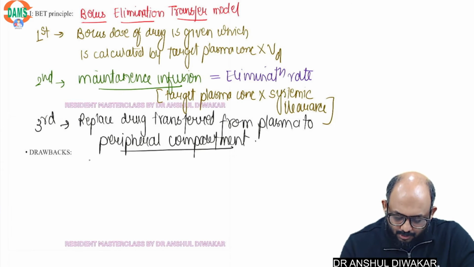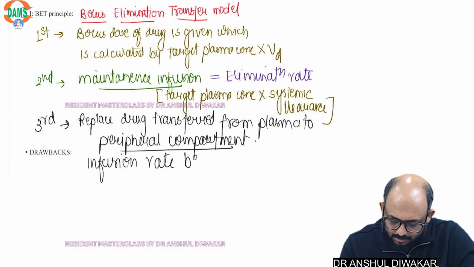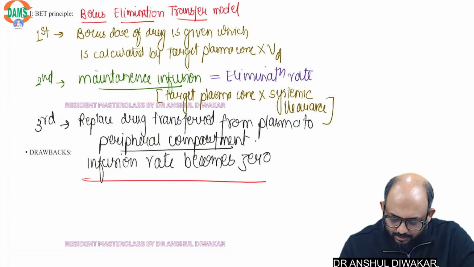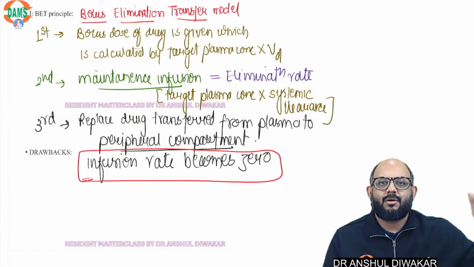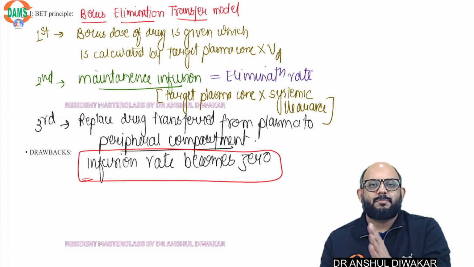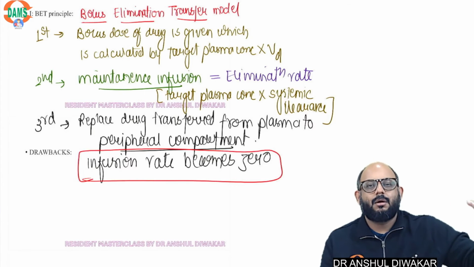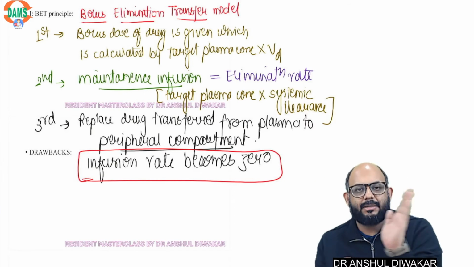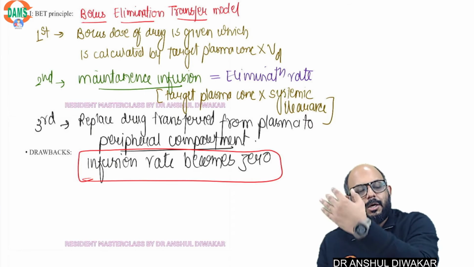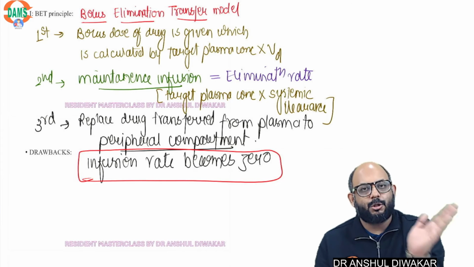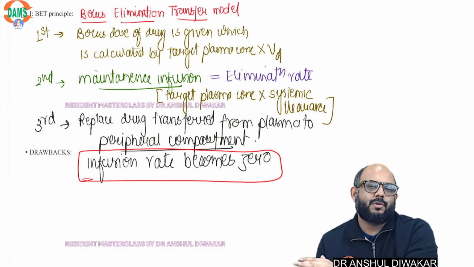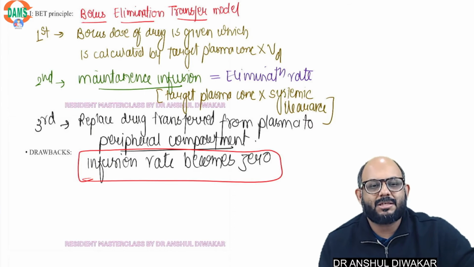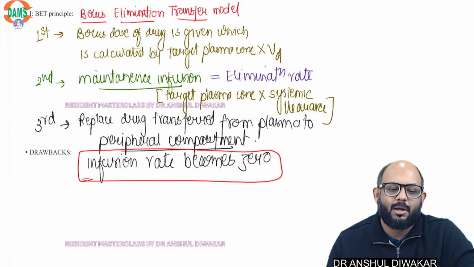So using this model, eventually the infusion rate becomes 0, isn't it? Because the drug is getting eliminated x per second and you are giving the drug at x per second, eventually the drug going from the central compartment to the peripheral compartment will saturate the peripheral compartment. So there will be an equilibrium between central and peripheral, the drug transfer will stop, and therefore your infusion rate will stop. This is the Bolus Elimination Transfer model, which was the basic model, but there were drawbacks.